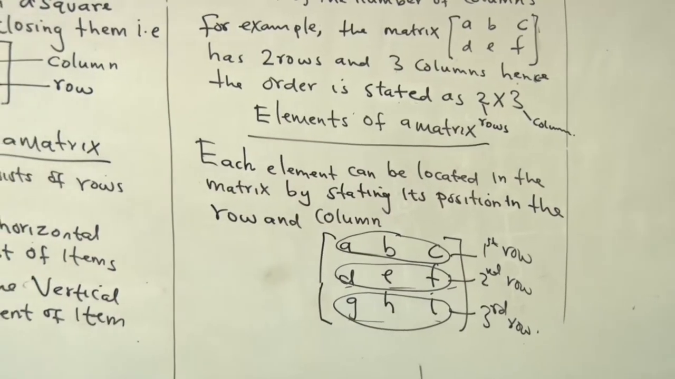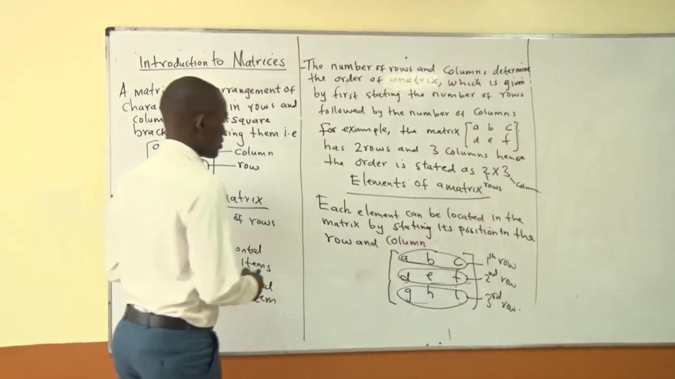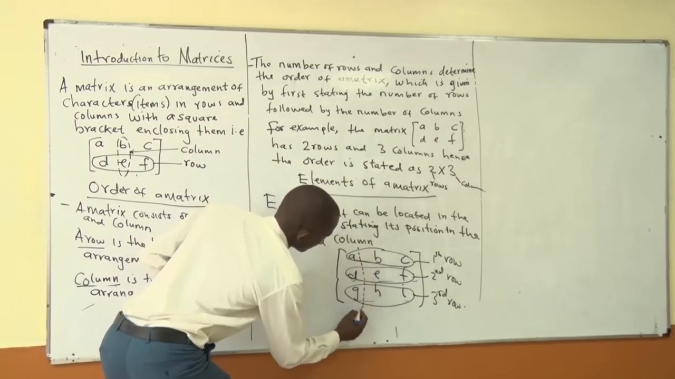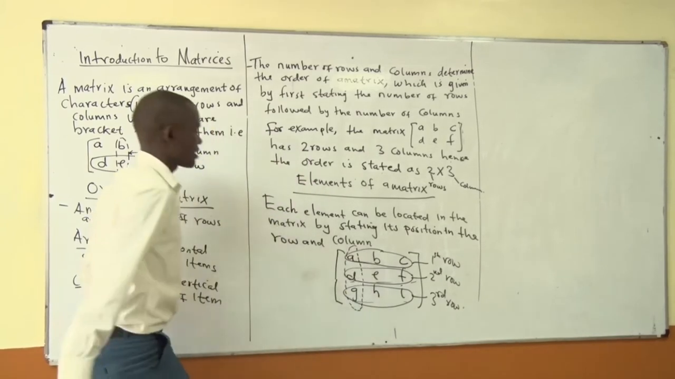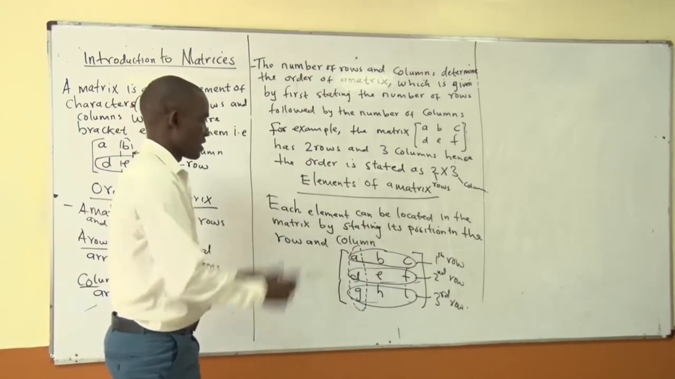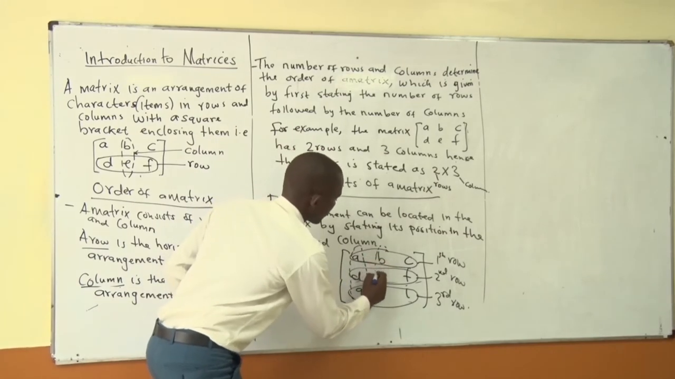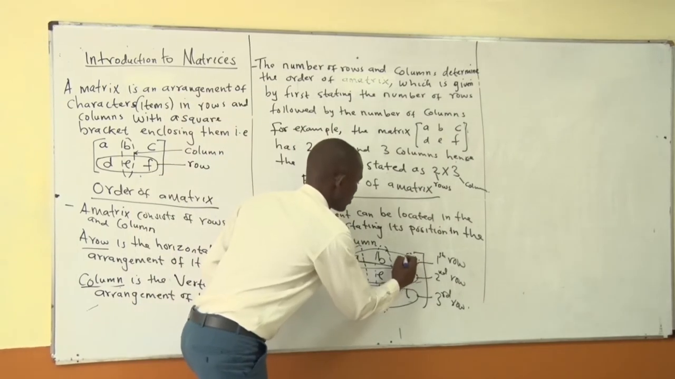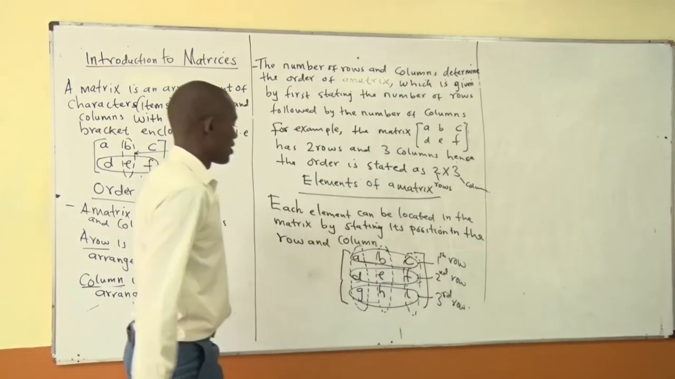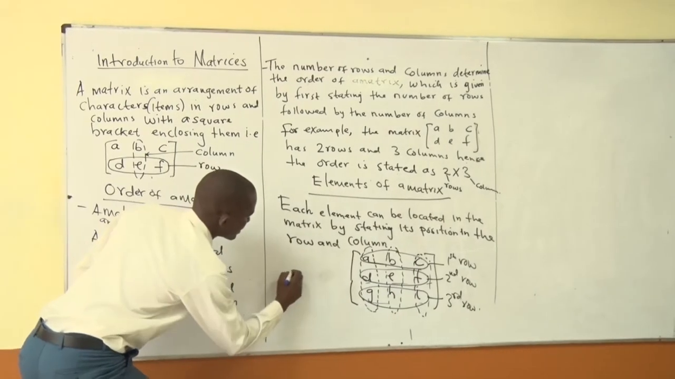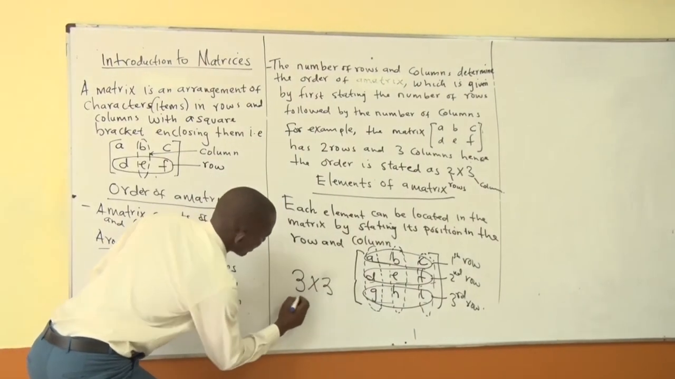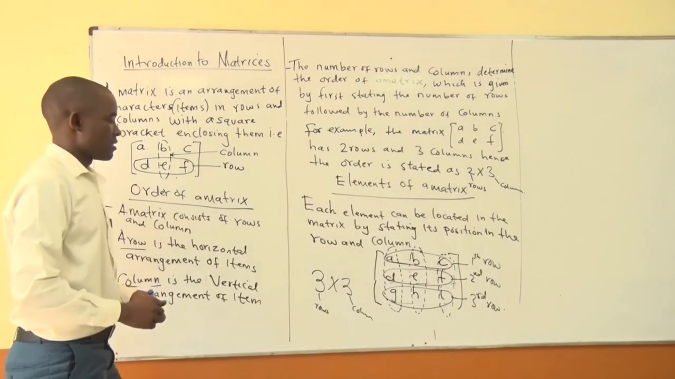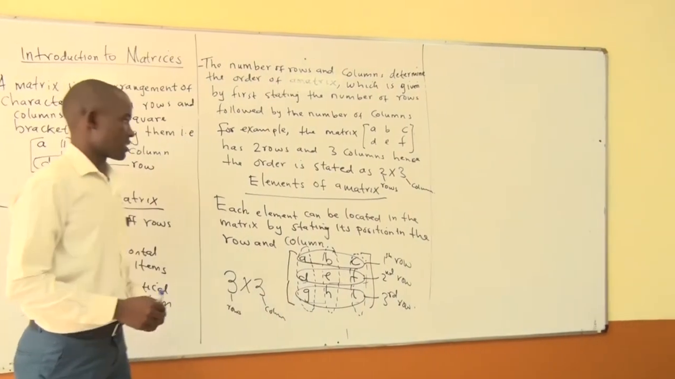So after you have identified that, you also need to know the number of columns. The number of columns will be these. That is the first column, the one I've put in dotted because they are the vertical ones. This one also forms the second column. This one also forms the third column. So clearly that shows that this matrix is a 3 by 3 matrix, whereby this is the rows and this is the columns. So such a matrix is defined as a 3 by 3 matrix.